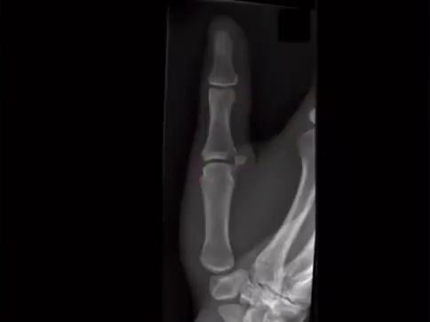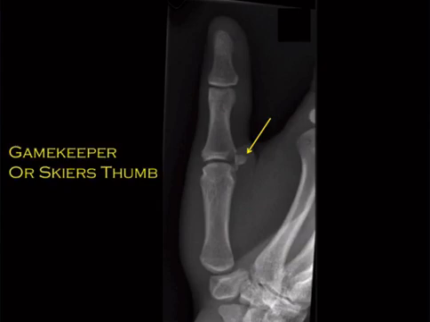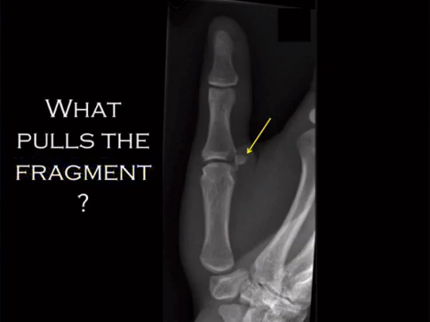So what about this thing? The fracture is here. It's not an eye test. What's that called? Some people will call that a gamekeeper's thumb. Other people will call it a skier's thumb. But what is actually pulling the fragment? This is a more interesting question. So the thing that's actually pulling the fragment is the ulnar collateral ligament of the thumb.